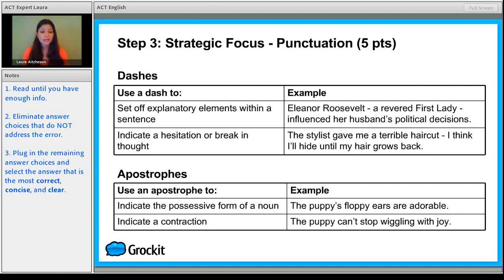For apostrophes, you're going to want to memorize some of the harder contractions and possessives. And the reason is because they like to check to see if you've studied, basically. So you're going to see contractions and possessive forms that you may not have seen before. So studying those ahead of time is going to be really helpful. So for the possessive, the puppy's floppy ears. So the puppy has his floppy ears, and then the puppy can't stop wiggling because they're adorable.